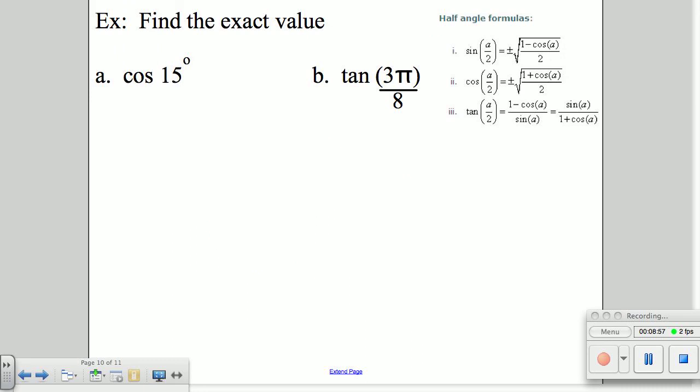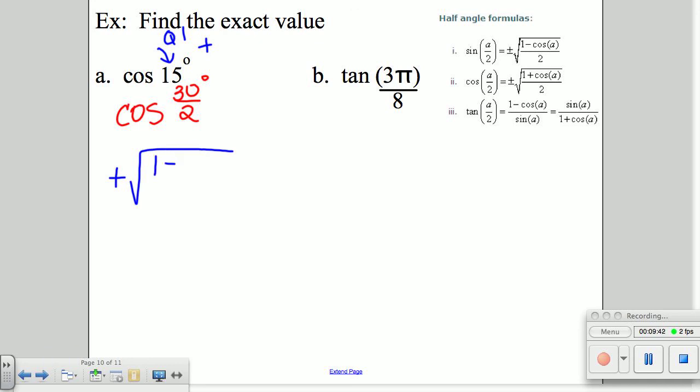Moving forward. Again, find the exact value. Now this time, I just have cosine of 15 degrees. The problem is that 15 degrees isn't on my unit circle. But I do know that 15 degrees is 30 divided by 2. And 30 degrees is on my unit circle. I can use my cosine half angle formula now. The one thing we have to decide is our half angle, 15 degrees, what quadrant is that in? It's in quadrant 1, so cosine is positive in quadrant 1. So I know I'm going to use the positive version of my half angle formula.